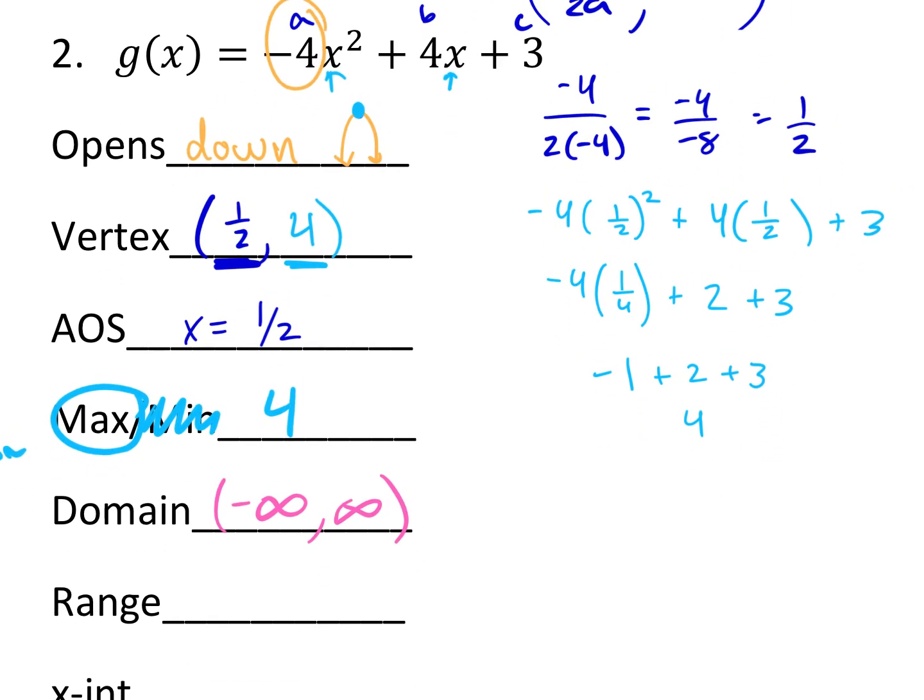Domain is always, always, always negative infinity to positive infinity. That is going to be like a free question, no math required there. Now our range, does our graph open up to positive infinity or down to negative infinity? Down to negative infinity. So we start with negative infinity. And then what y value does our graph end at? 4. And the number always gets a bracket.